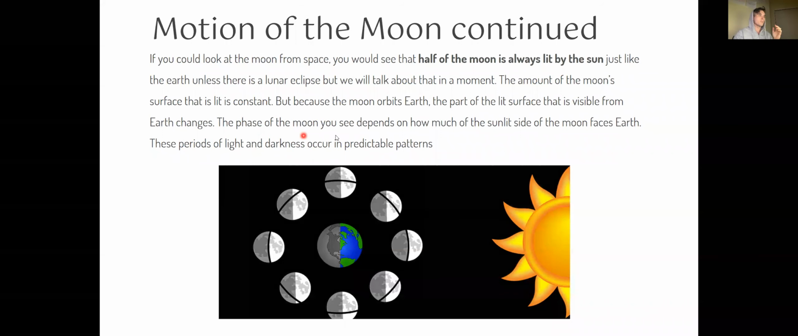The phase of the moon depends on how much of the sunlit side we can see from Earth, all right? You do have to know it's always half lit. So if I ask a question on the test, like, what phase is there no light on the moon at all? And then you say that's false, there's nothing. Unless there's a lunar eclipse, obviously, then that's a very rare circumstance, and we're gonna talk about that later too.